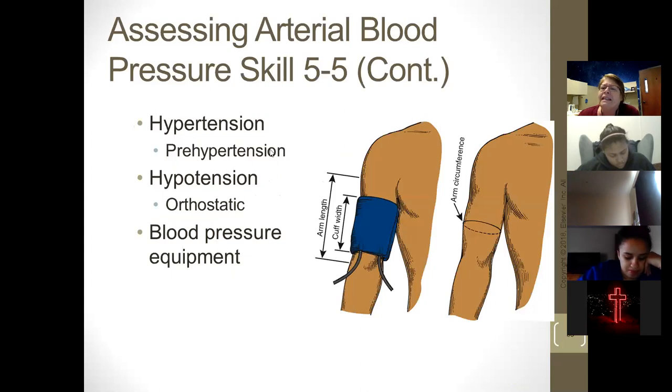So when we are assessing arterial blood pressure, okay, the cuff is going to go above your elbow, okay? And it should be like 2/3 of the length of your arm between your shoulder and your elbow, okay? And it should fit the circumference of the arm. Blood pressure cuffs come in different sizes. And if you have a blood pressure cuff that is too small for your patient, their blood pressure will record as higher than it is.